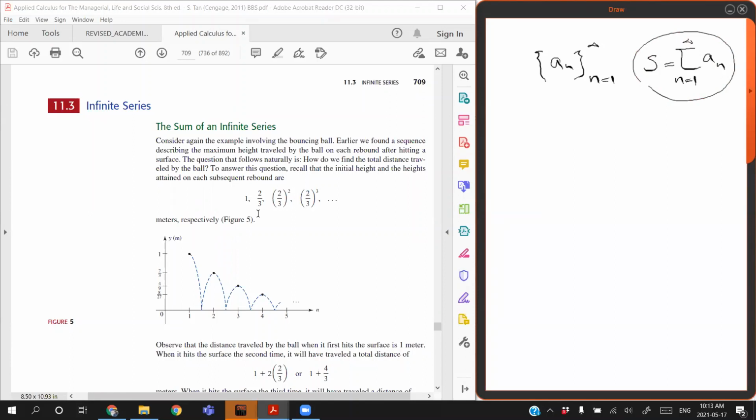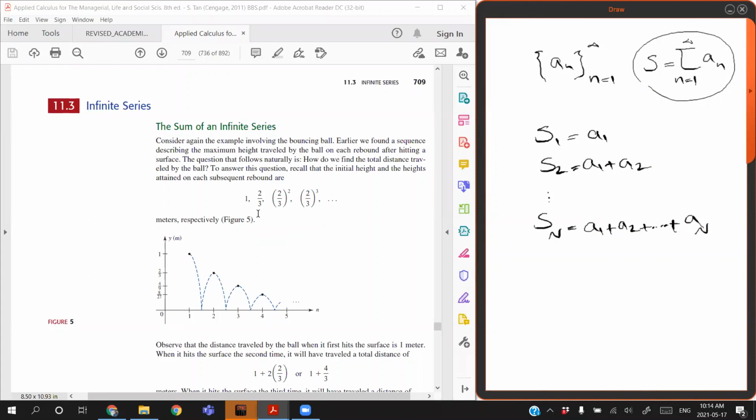With some types of series, you can evaluate this sum. The way you evaluate this sum is that you create something called a sequence of partial sums. Based on this sequence, which we can call the original sequence, you create another sequence called the sequence of partial sums. And the way you make that is like this: S1 is simply A1, S2 is A1 plus A2, all the way to Sn, that's A1 plus A2 all the way to An.